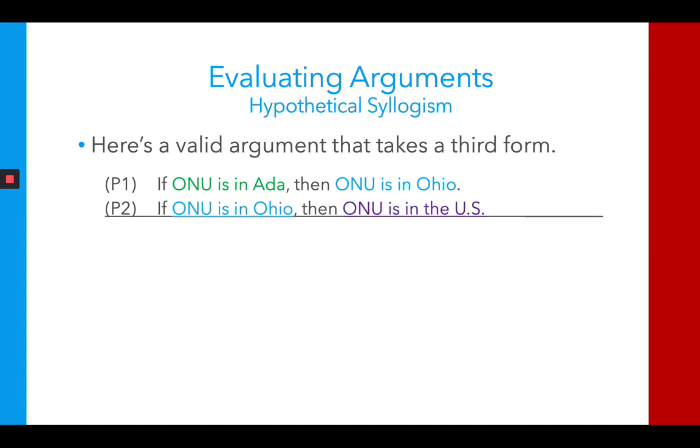One final valid argument form. If OU is in Ada, then OU is in Ohio. If OU is in Ohio, then OU is in the US. What can we infer from these facts? We can infer that if OU is in Ada, then OU is in the US. This is by the transitive property.